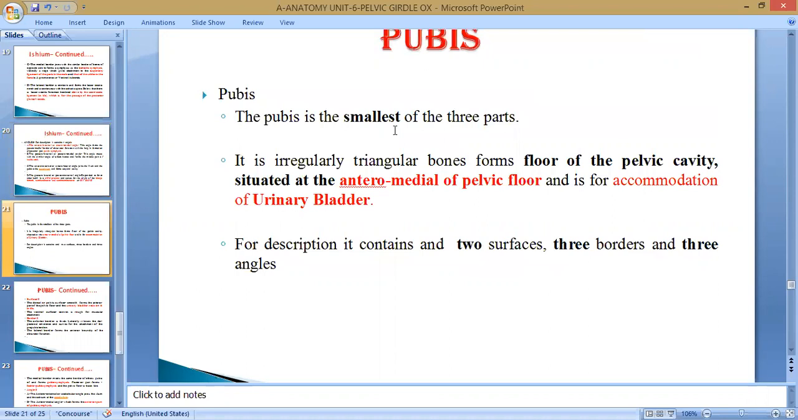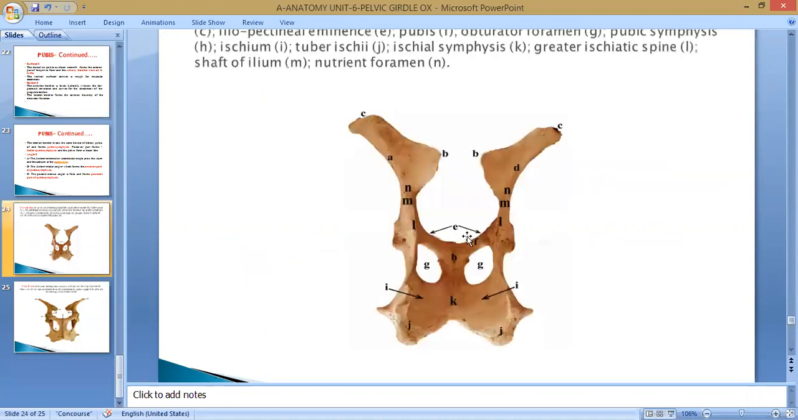Now the pubis. The pubis is the smallest bone, triangular in shape. We have seen the boundary, and this bone forms the pelvic floor, mainly towards the anterior part of the pelvic girdle. This triangular bone is connected to the opposite bone with the help of a symphysis, known as the pubic symphysis, and this forms a floor for the accommodation of the urinary bladder. So the urinary bladder is located on this floor of the pelvic bone, the pubis. From here to here, this line is the demarcation or area of the pubic bone, and this is also an area of the pubic bone.